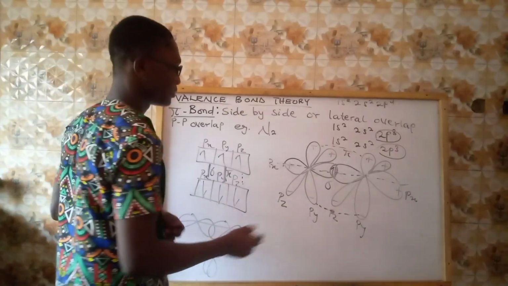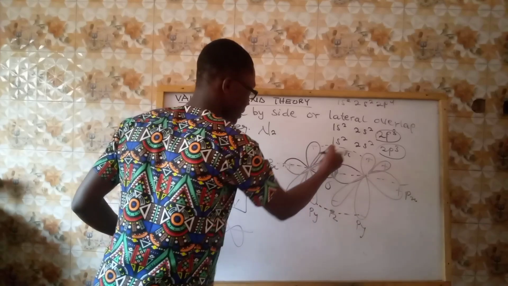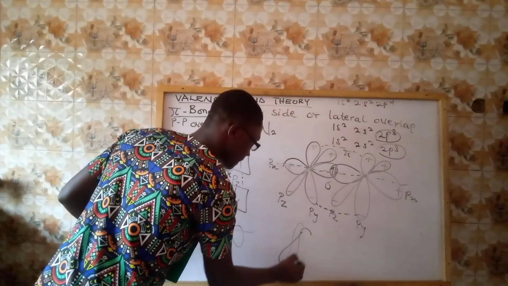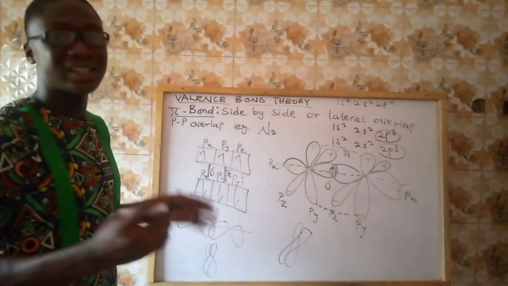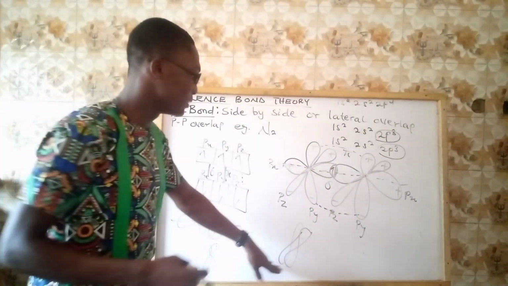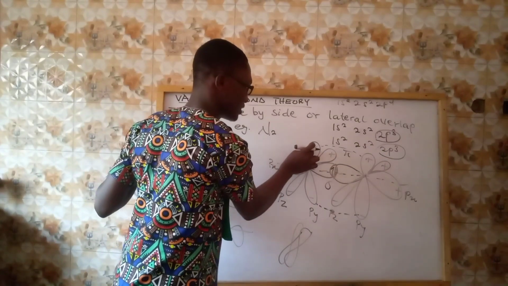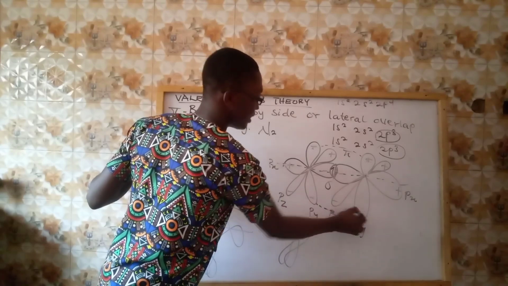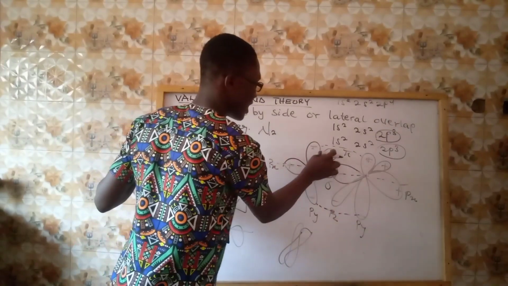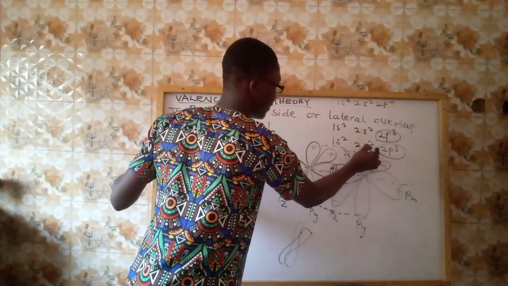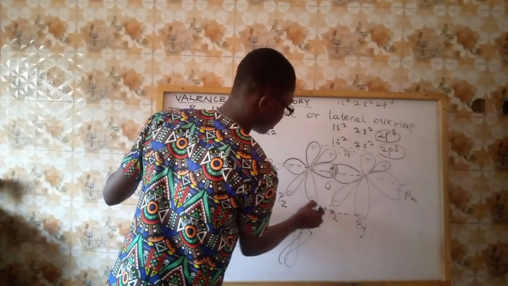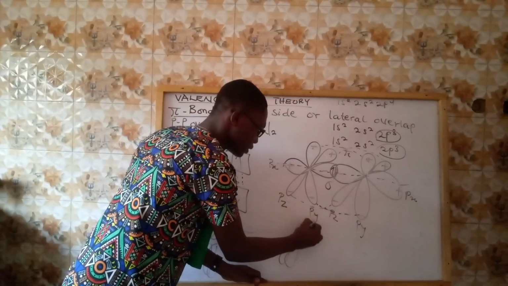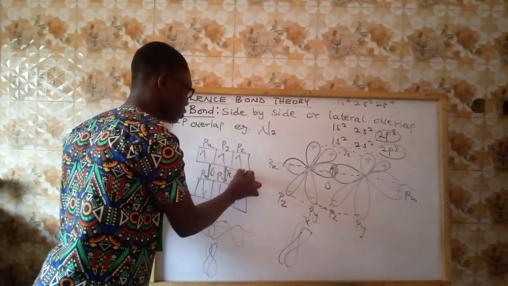And then for pz, we have pz here and pz here. So this one too, they overlap side by side. They must have the same sign: plus, plus, then minus, minus. So for the pz, you have plus and then plus. This one overlaps with this, and this one overlaps with this. So pz and pz is also a pi bond because they overlap laterally.